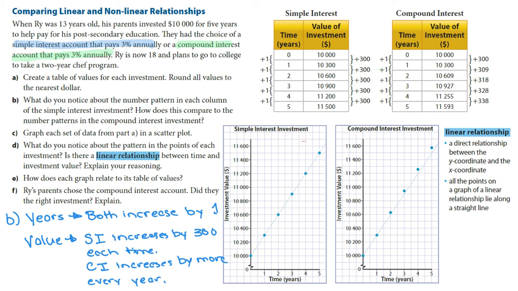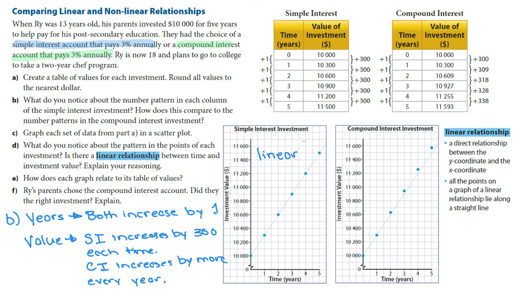A linear relationship is when the points, if I connect the dots, follow a perfectly straight line. So if we look at the first graph, we can see that where the dots are connected, it forms a straight line. So this one is a linear relationship because the points connected form a perfectly straight line.